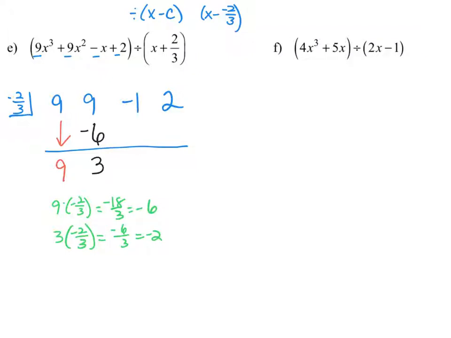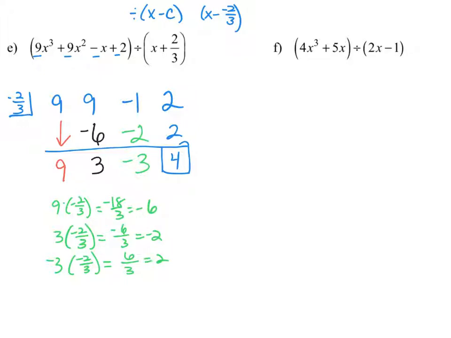We're going to put that negative 2 above the line. We add going straight down: negative 1 plus a negative 2 is a negative 3. Now we're going to take the negative 3 and multiply by the number that's in the box, negative 2/3, which gives us 6 over 3. And 6 divided by 3 is 2. So that number 2 goes above the line. And then we're going to add the columns together. 2 plus 2 gives us 4. And that last number is always the remainder.